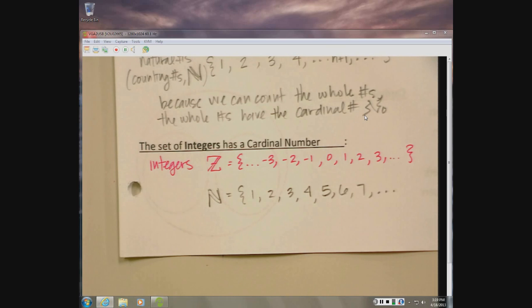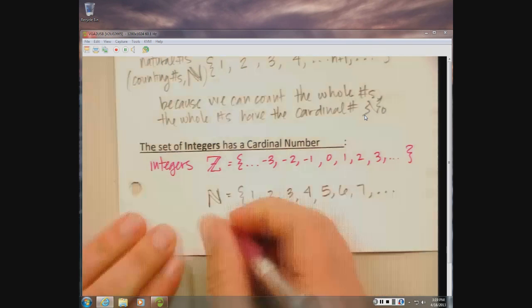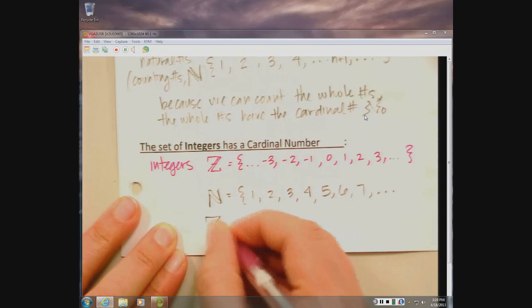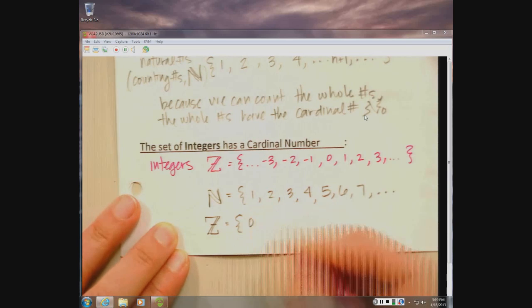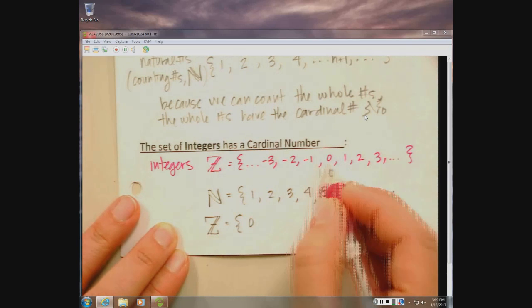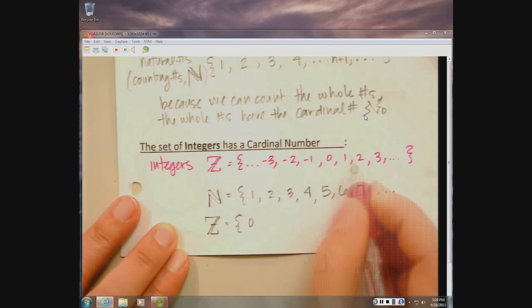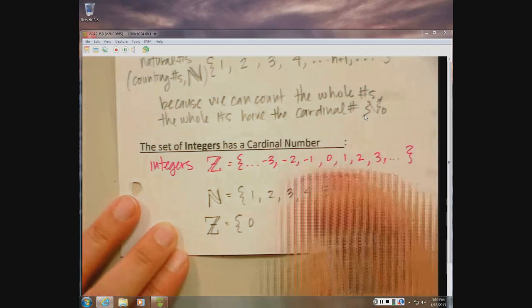And so what we're going to do is reorganize the integers in such a way that allows us to create this one-to-one correspondence. We're going to start in the middle. I'm going to start with 0. And I'm going to reorganize the set of integers starting with 0, and then I'm just going to bounce back and forth. I'm going to hit +1, -1, +2, -2, +3, -3.